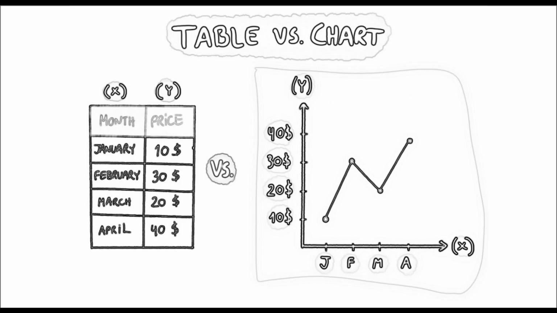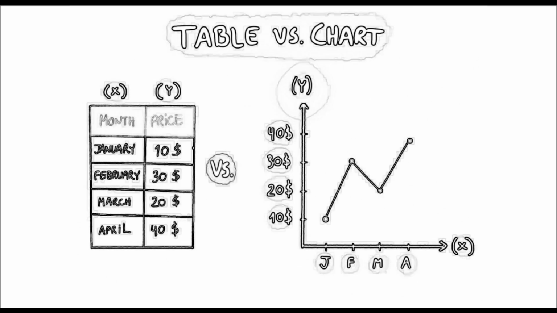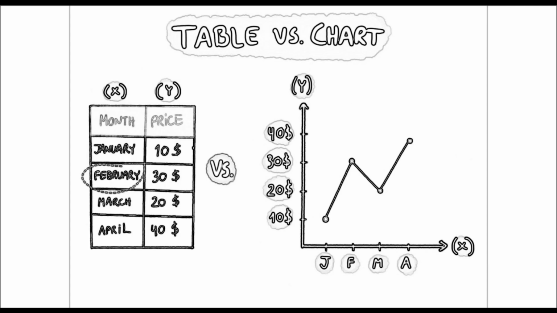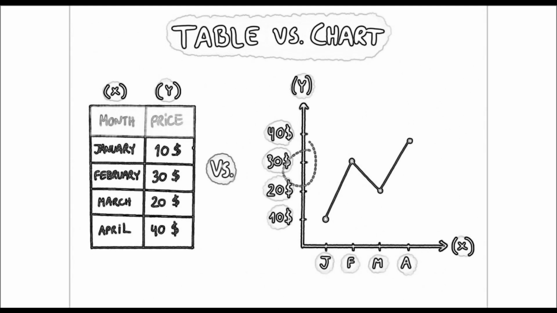How do we do it? Easy. Look, we have the x-axis in our chart, and the same x-axis represents this column in our table. We have the y-axis, and it represents the y column in this table. So if February is $30, then X is February, Y is $30. I go right here to my chart and I look, okay, where is February? Right here. And where is $30? Right here.